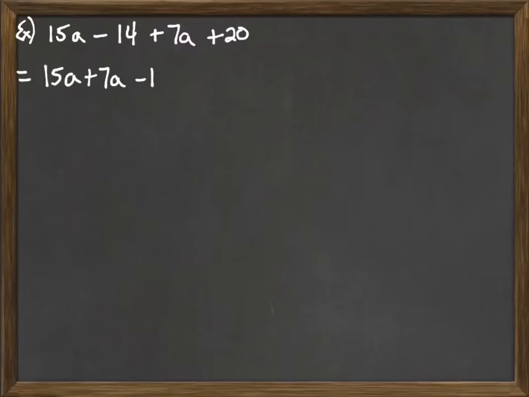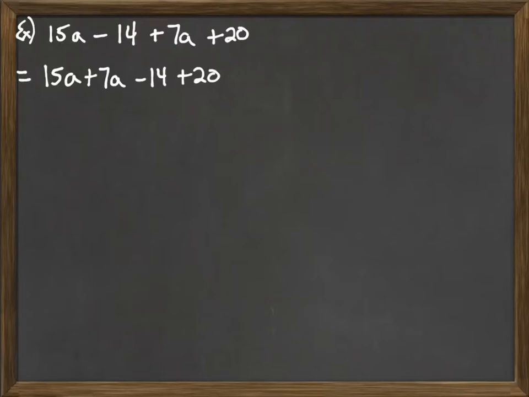So I can bring my a's together. So the 7a, I can keep the plus sign in front of the 7a and bring it over beside the 15a. And then minus 14 and then plus 20. And so what I've done is I've just rearranged so my like terms are together. Remember, like terms need to have the same variables and the same exponents.